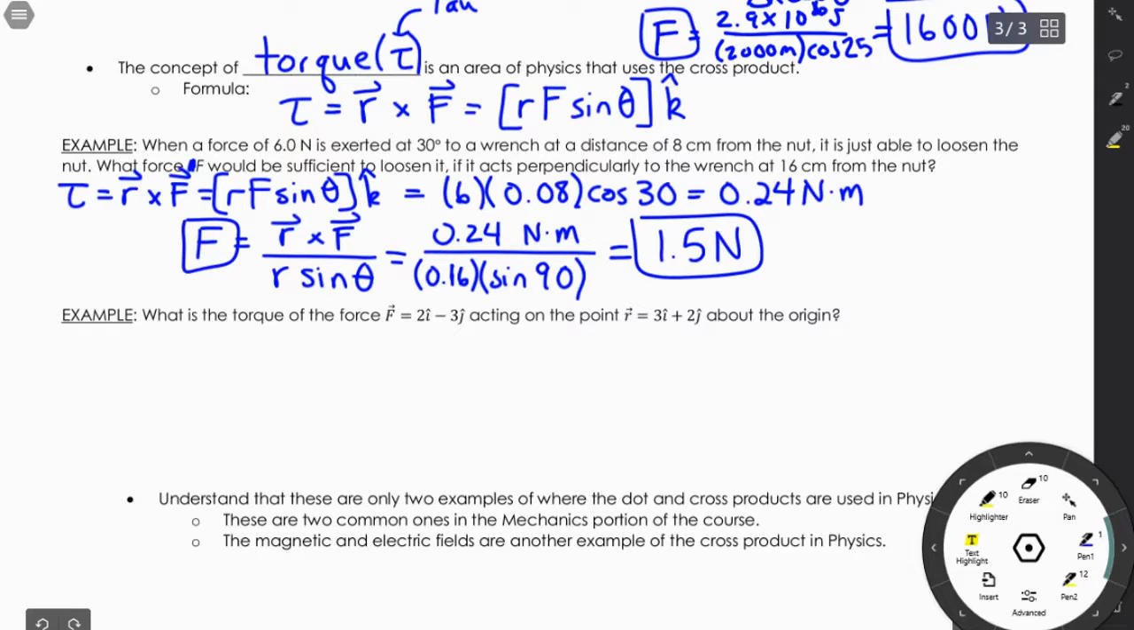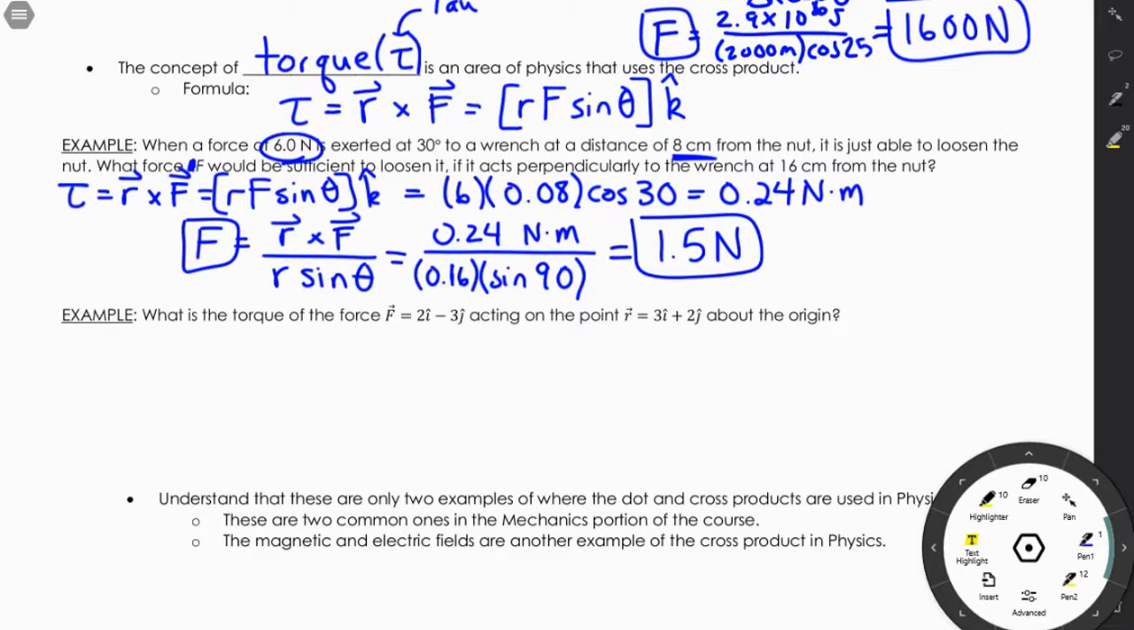And so you can see how much less force you have to apply if you're further out at perpendicular versus the first one. We had to apply 6 newtons and we were only 8 centimeters away on the wrench, but we were applying it at an angle of 30 degrees, which means that not all the force that we were applying is going to apply to the nut. Okay. All right, next one.